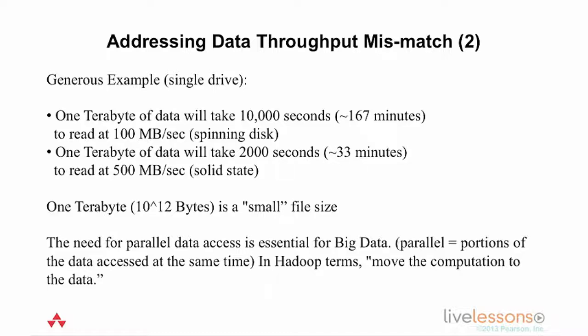So the need for parallel data access is essential for big data, and that means the way Hadoop does it and most other MapReduce operations is they break the data up into various pieces and do individual searches on the pieces of data and then combine the results. In Hadoop terms, what that means is we move the computation to the data rather than trying to move the data to the computation. So it allows us to take advantage of the best speeds we can get out of the hard disk drives and moving the computation to where the data lives. And this is the key aspect of the whole Hadoop and big data methodology.